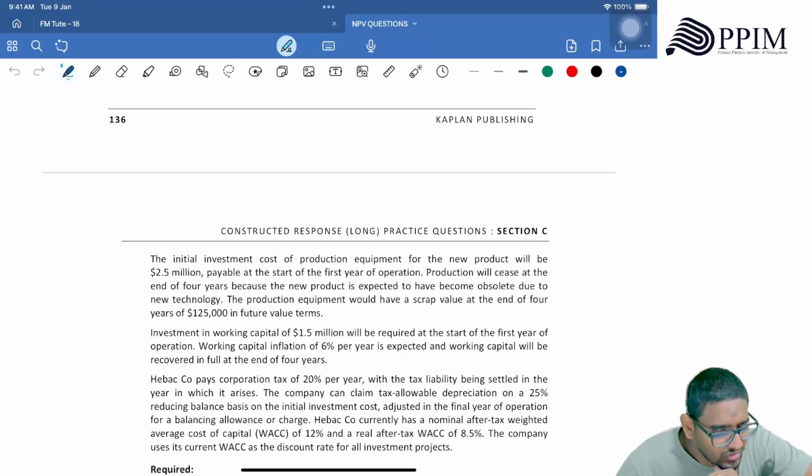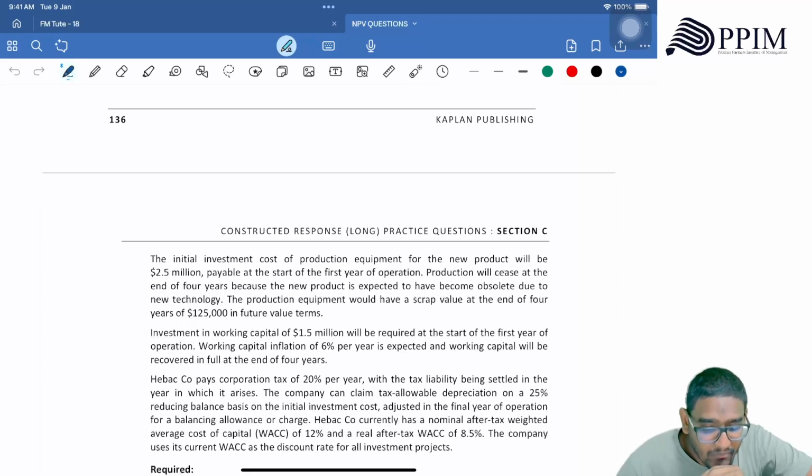Investment in working capital of 1.5 million will be required at the start of the first year of operation. Working capital inflation of 6% per year is expected, and working capital will be recovered in full at the end of 4 years. Quebec company pays corporation tax of 20% per year, with the tax liability being settled in the year in which it arises.